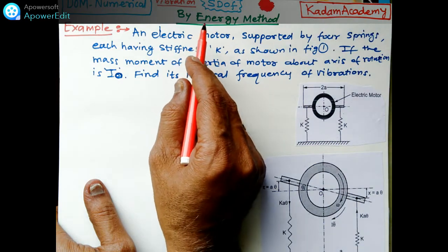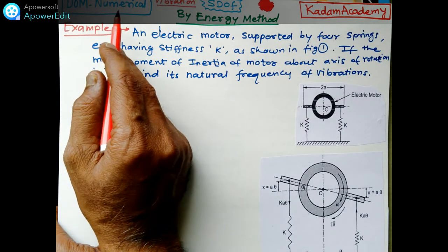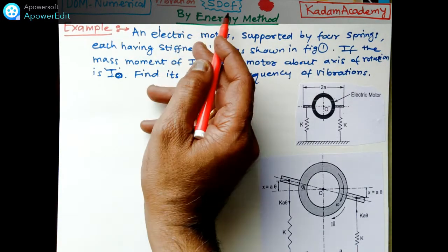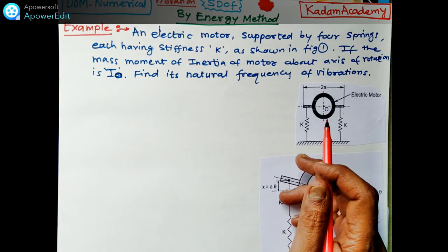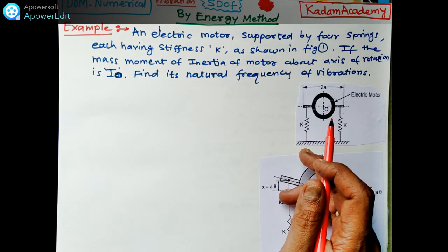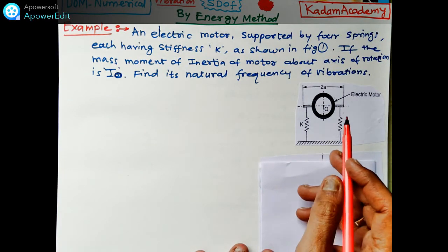By using this energy method, we are solving this numerical, a dynamics of machines vibration numerical for the single degree of freedom free vibration. So this is one example to show you. I will give you a brief detail of this example.